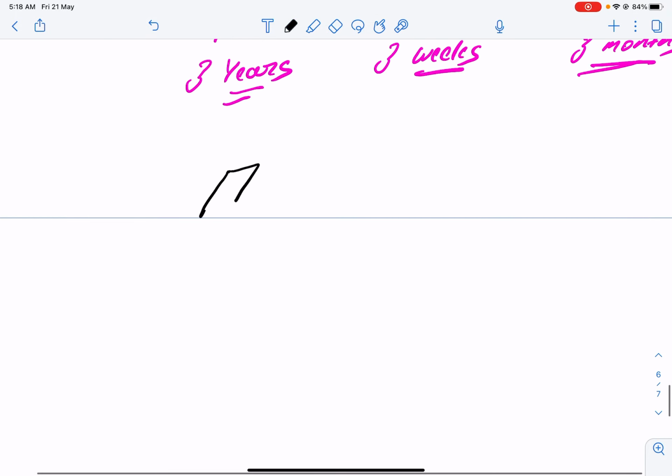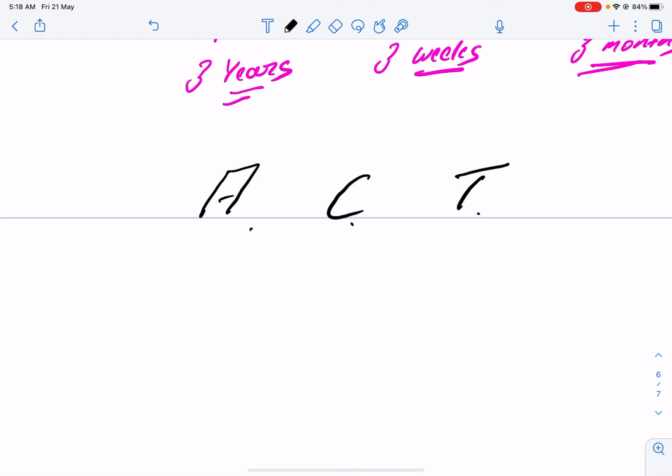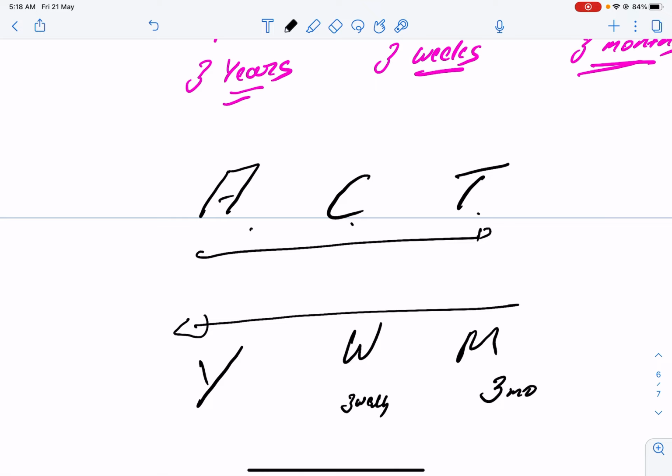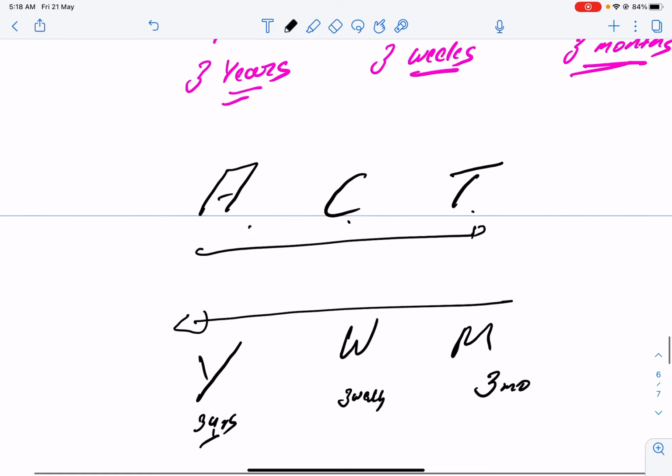Or remember mnemonics like ACT: anagen, catagen and telogen. In another form, we have month, week, year, in alphabetical order, right? ACT, MWY. It means telogen by what? 3 months, catagen by 3 weeks, and 3 years by what? Anagen. So life cycle time period can be asked.